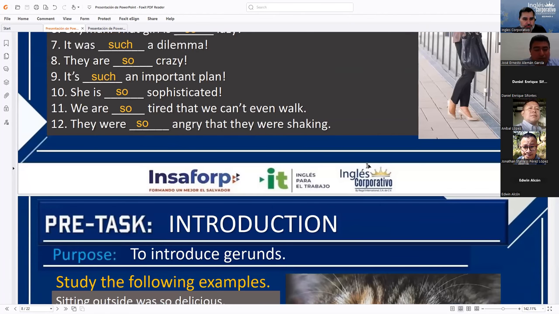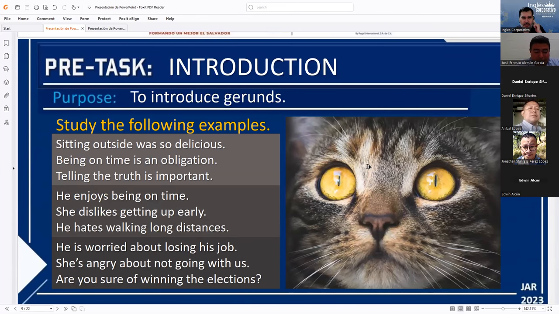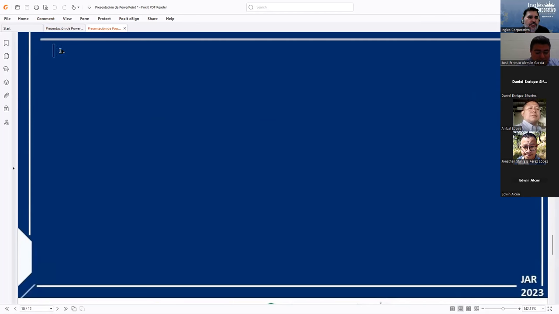Now let's move into the other one. Introduction to what? Gerunds. First, as an introduction, we should say, what's a gerund? A gerund is a verb in ing.